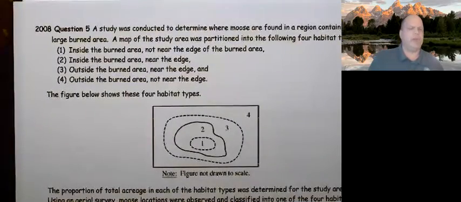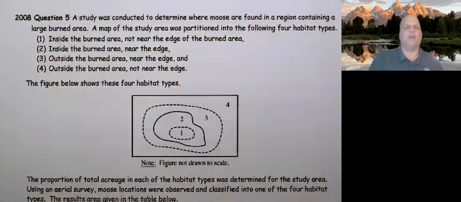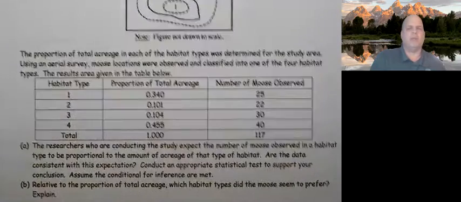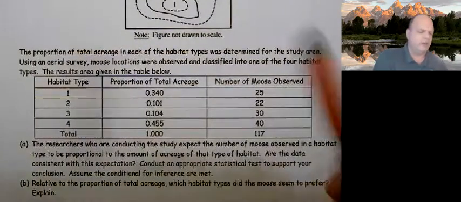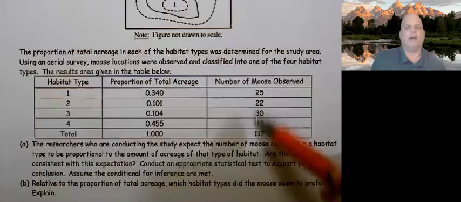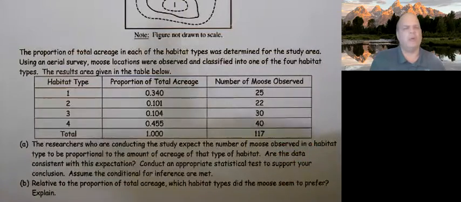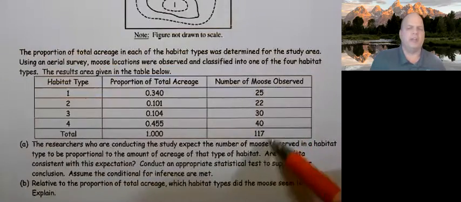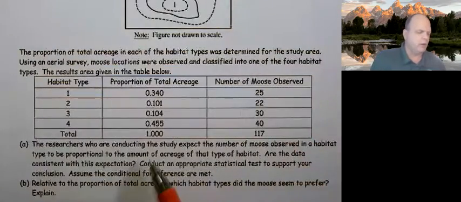Okay, this is 2008 question 5. This is the moose problem. And when we skip down, and once again, I'm not reading it, once we skip down, I sit there and go, you know what? I have a table of values. As soon as I see table, might be a chi-squared. I only have one column of observed data. Let's see what they asked for.